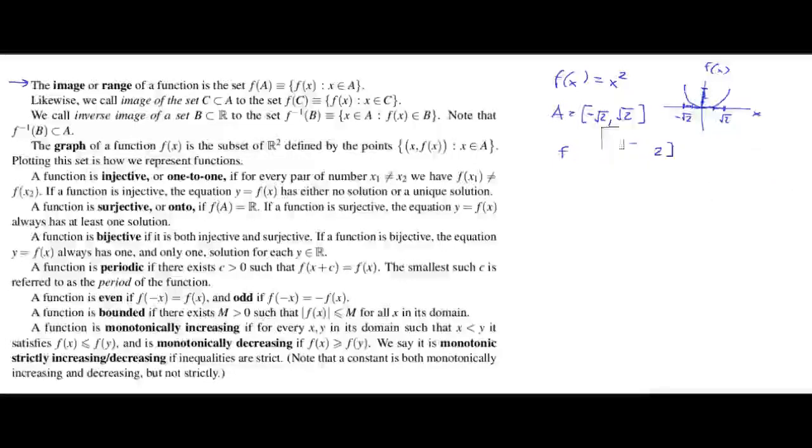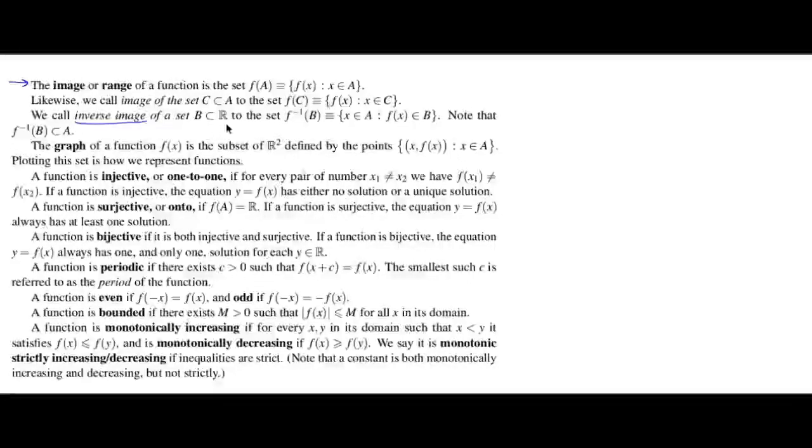Now the inverse image of a set B that belongs to the reals, a subset of the reals, is the set f minus 1 of B, is all numbers belonging to the domain, so x in the domain, such that the mapping of this x belongs to B. And note that f minus 1 of B is a subset of the domain.